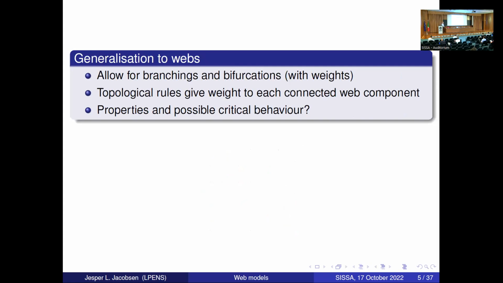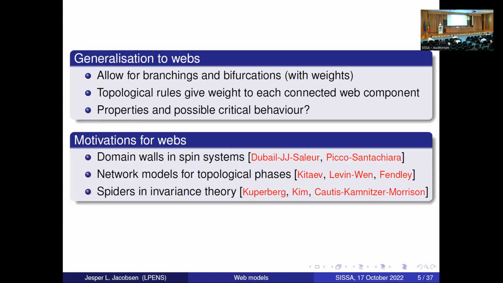So what I want to do today is to generalize these models so that you have not loops, but some more general objects, which I will call webs. And they will allow for branchings or bifurcations. And there will be certain topological rules that will give a weight to each connected component of these webs. And we want to investigate what are their properties and the possible critical behaviors.